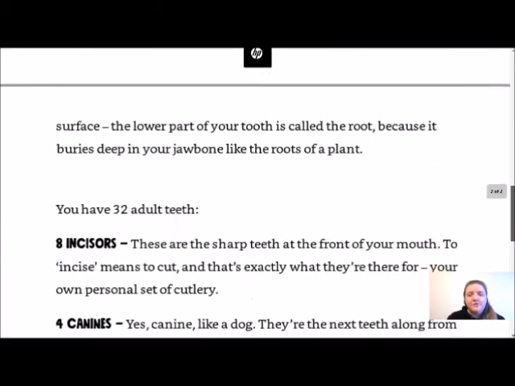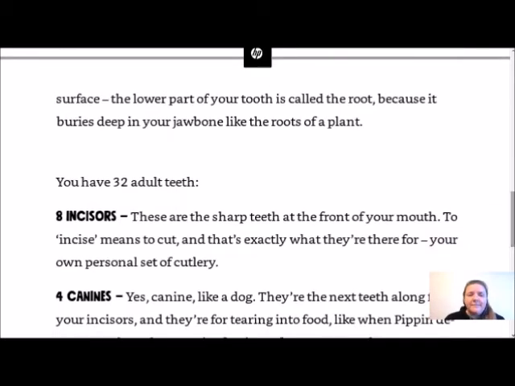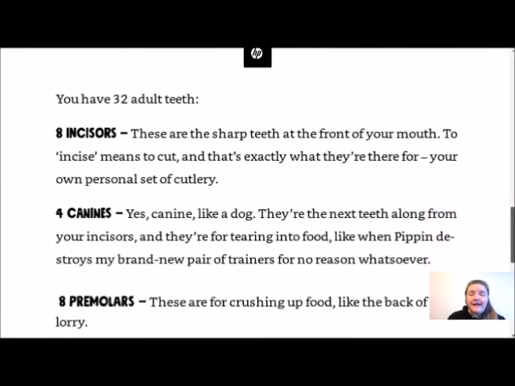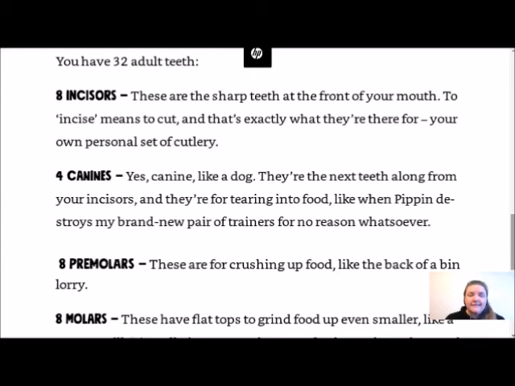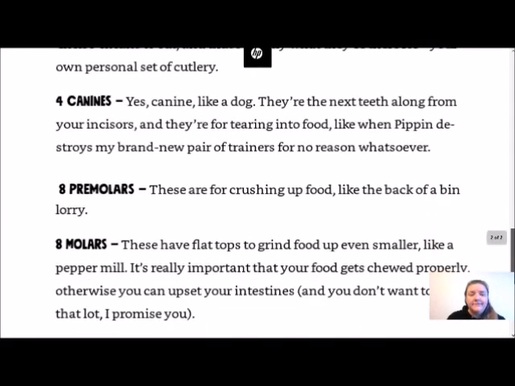The lower part of your tooth is called the root because it buries deep in your jawbone like the roots of a plant. You have 32 adult teeth, or you will once you've got them all. 8 incisors. These are the sharp teeth at the front of your mouth. To incise means to cut, and that's exactly what they're there for. Your own personal set of cutlery. 4 canines. Yes, canine like a dog. They're the next teeth along from the incisors, and they're for tearing into food, like when Pippin destroys my brand new pair of trainers for no reason whatsoever.